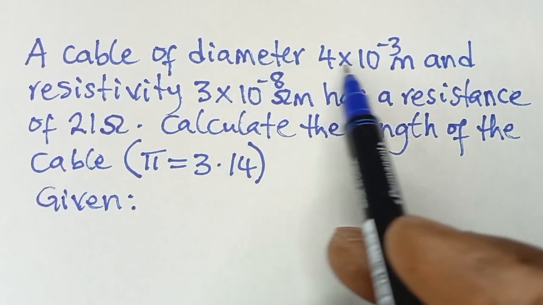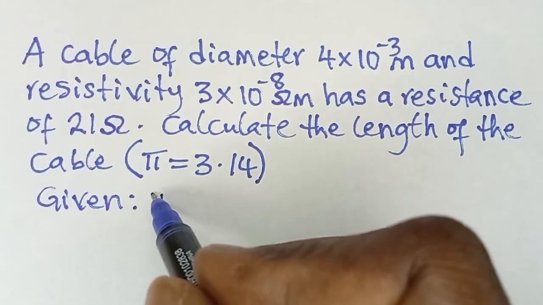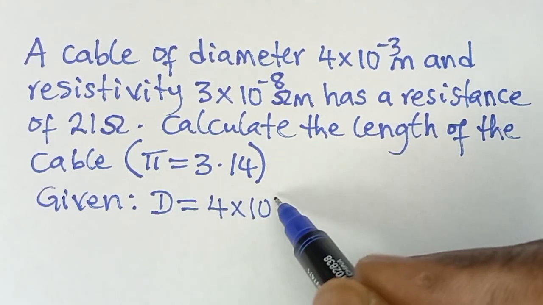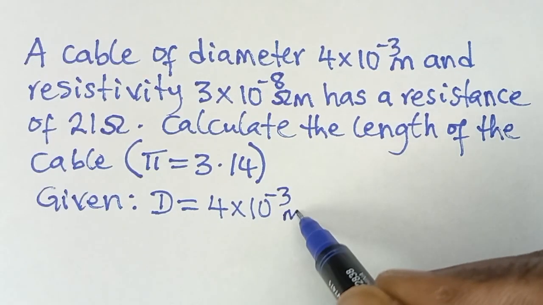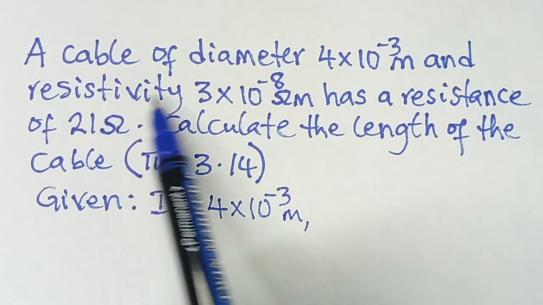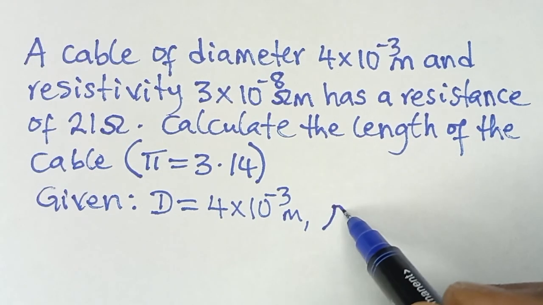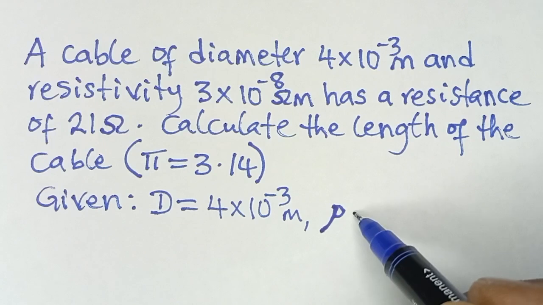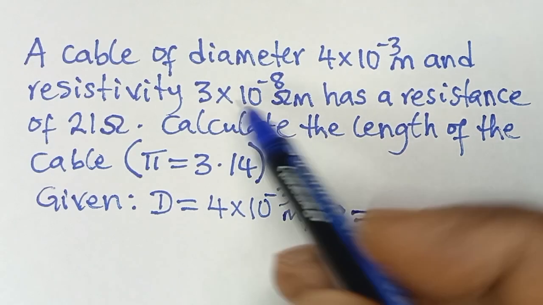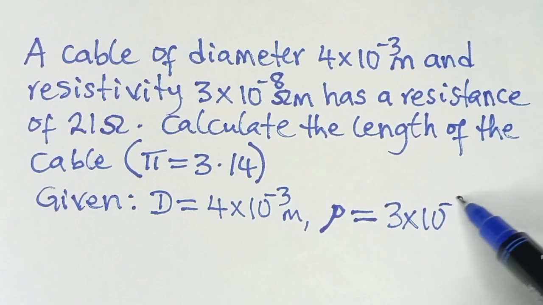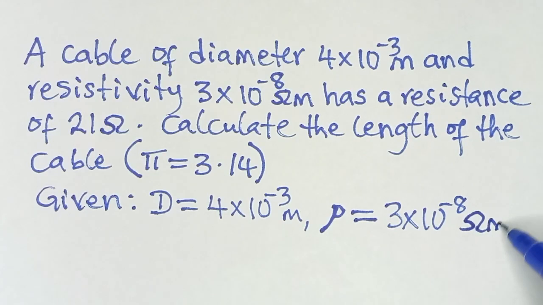Now, the first thing we are given there is the diameter. I'll call that D, capital letter D, is equal to 4 times 10 raised to the power minus 3 meter. And then we are given the resistivity. Resistivity is regarded as rho, so let me represent my rho like this. Rho is equal to 3 times 10 raised to the power minus 8 ohm meter. So that's the resistivity.